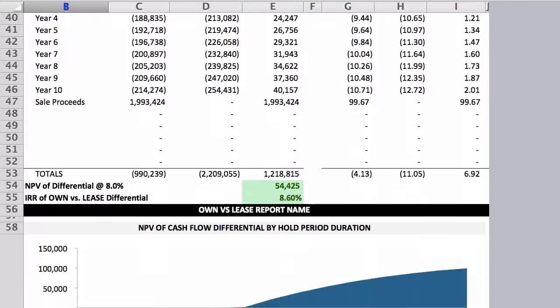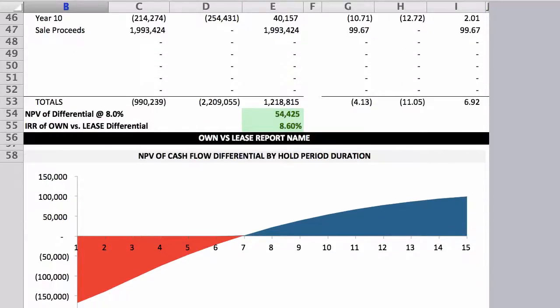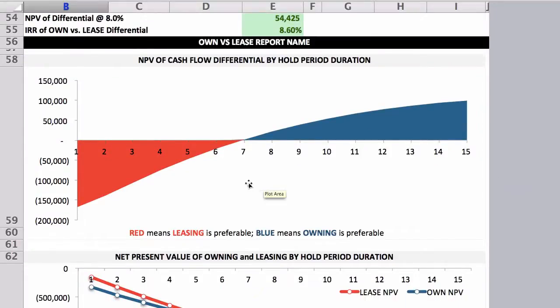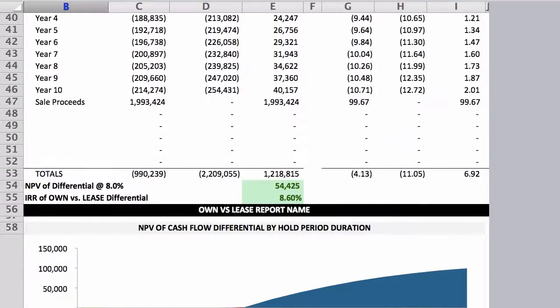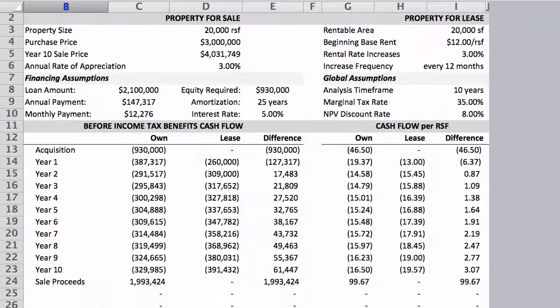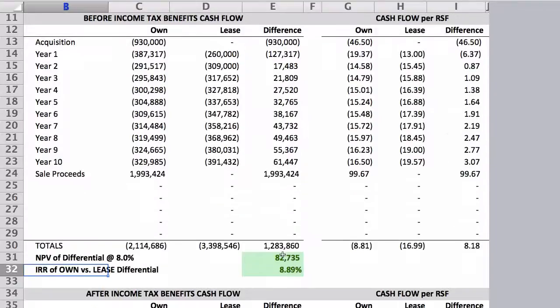And then in the next section, we'll make recommendations visually on, okay, if the hold period is greater than 7 years, it means that owning is preferential. So this chart demonstrates that ownership is better if you have a longer than a 7-year time horizon. So in this instance, we have a 10-year time horizon, and you'll notice that these areas here are green because our time horizon is greater than the 7 years.